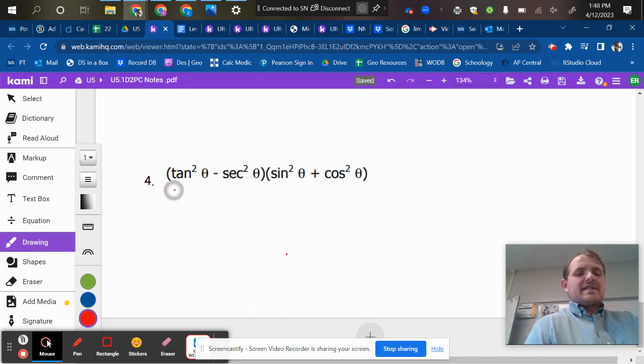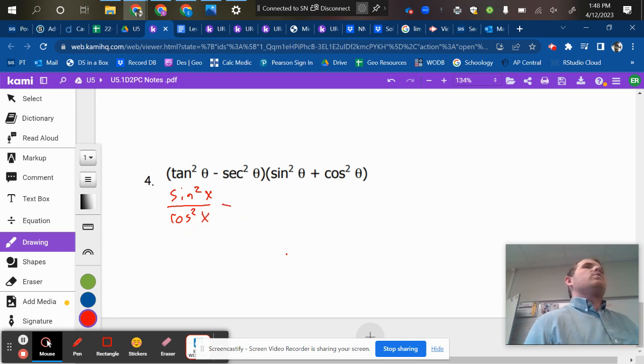So let's change it to sine over cosine. Sine squared x over cosine squared x. Hopefully that was an example of there's not one way to do this. That could have got us to the right answer. There's like 1,000 ways you could do this. So 1 over cosine squared.